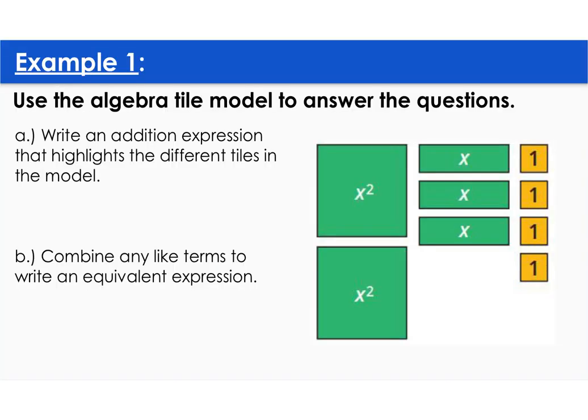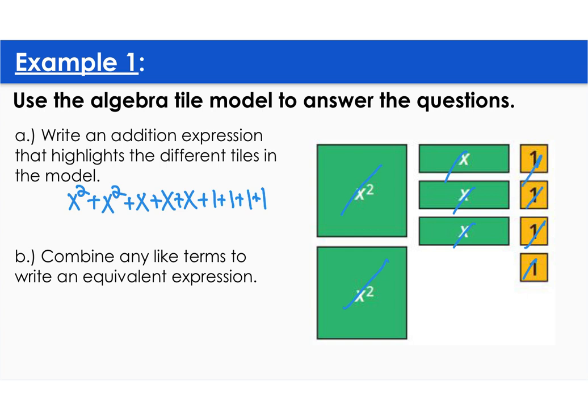Okay, these are algebra tiles off to the right. We're going to use these to answer the question. So we're going to write an addition expression that highlights the different tiles in each model. So I have an x squared, and I'll just cross that off, plus an x squared. So I used both of those, plus an x, 3 of those, right? And then I can go cross those off so I know I used them. And then plus 1, plus 1, plus 1, plus 1.